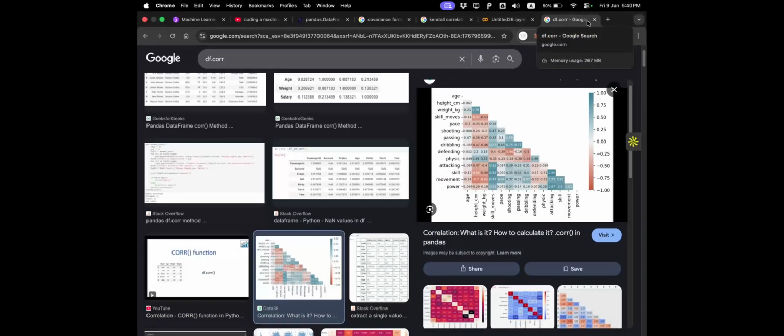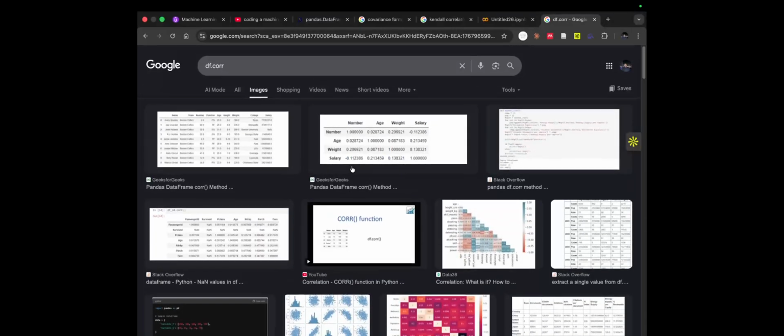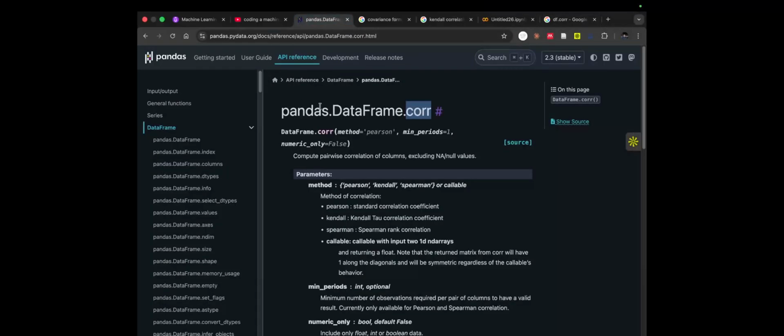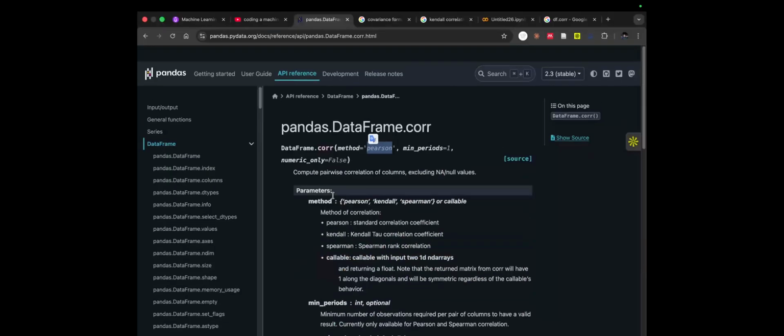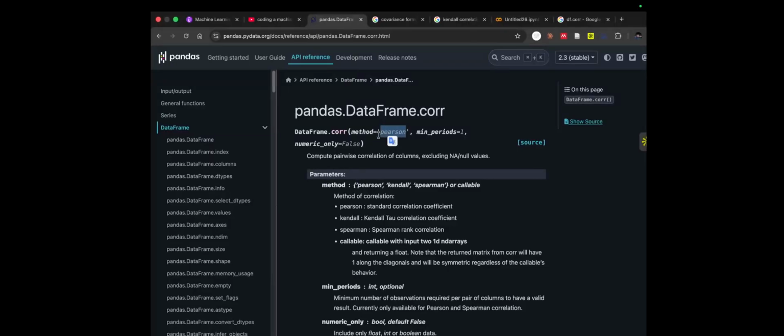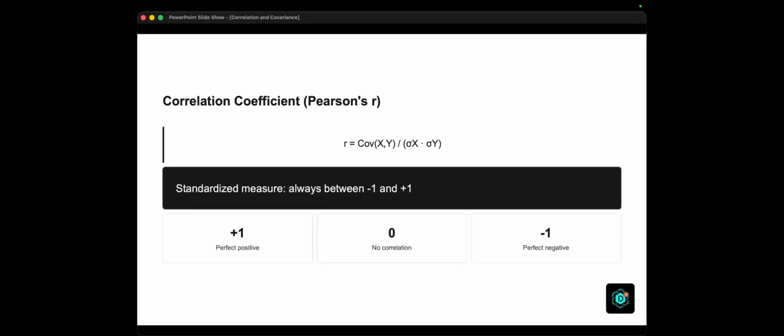How do you get this? You get this using a simple function from pandas called .corr, from the pandas documentation here. We are going to implement this, no problem, but let's first of all see how it works. This works with a method called Pearson correlation, and this is the default method. So the method is by default Pearson. This runs a Pearson correlation coefficient. Pearson is a standardized correlation coefficient.